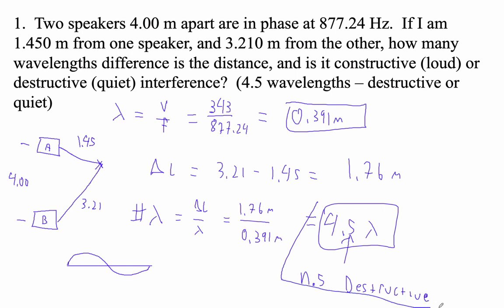interference. Now, it's not going to be totally silent, and the reason for that is that speaker A at that point is going to be louder because it's closer. B is going to be a little bit softer. So it's going to be relatively quiet, but it's not going to be totally silent. Okay? So destructive or quiet, yeah, all right.